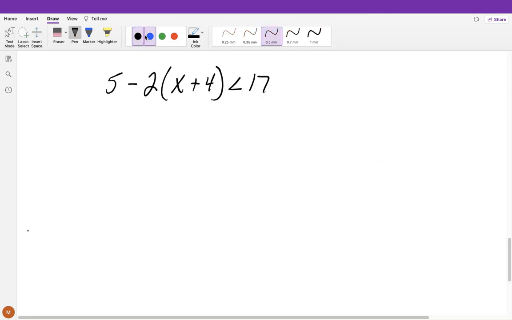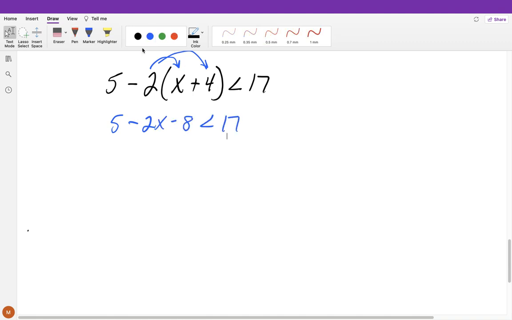All right, so for this problem here, solve it just like you would an equation. Before we can graph, we need to isolate our variable in this inequality. So that means we need to simplify it first. So we're going to multiply and distribute that 2 in. So it becomes 5 minus 2x minus 8 is less than 17.